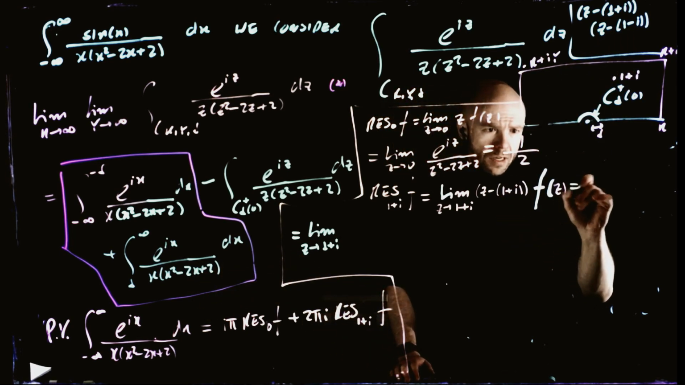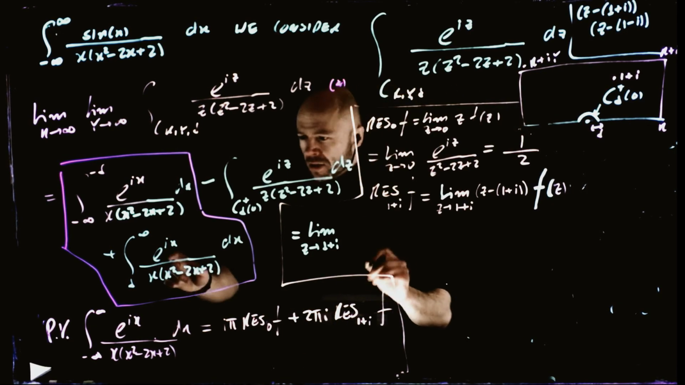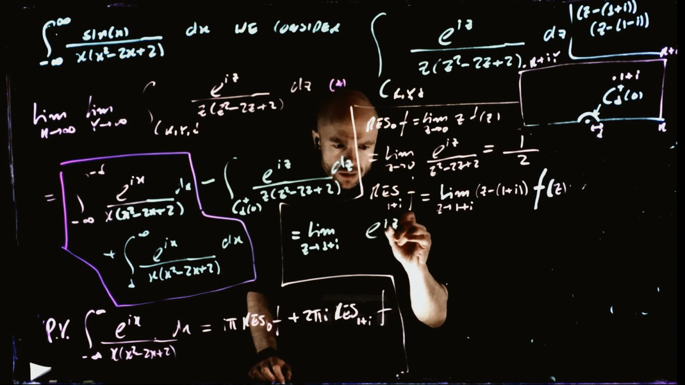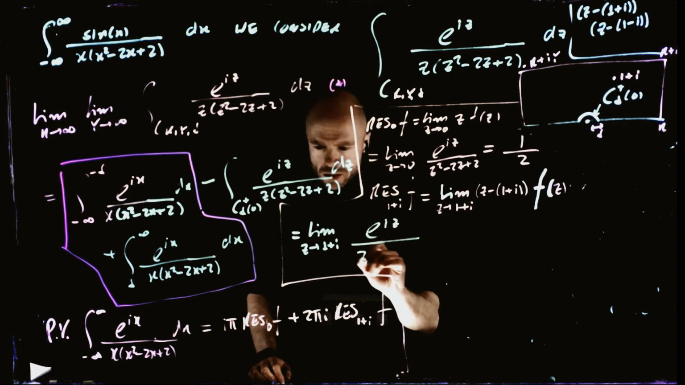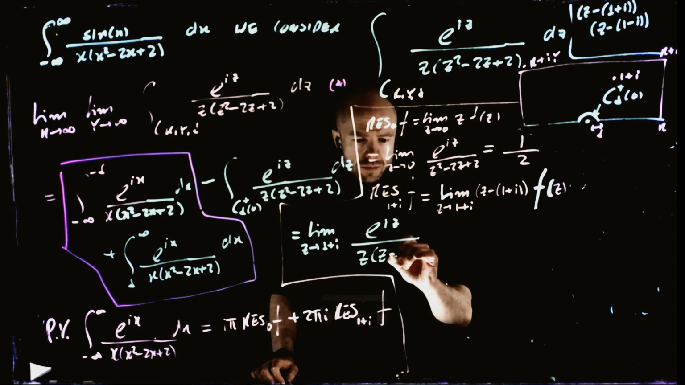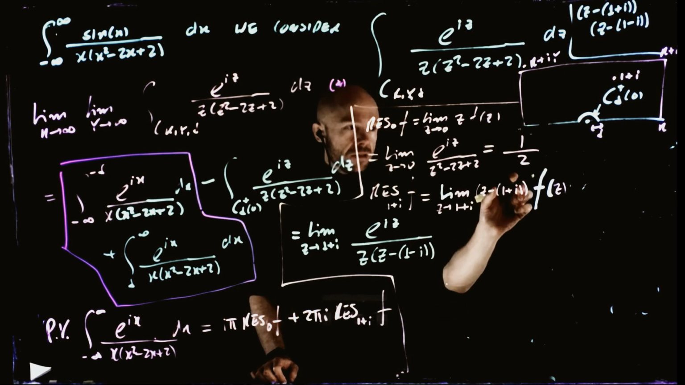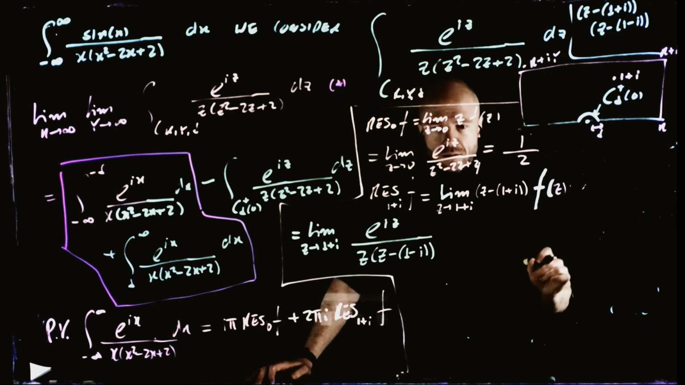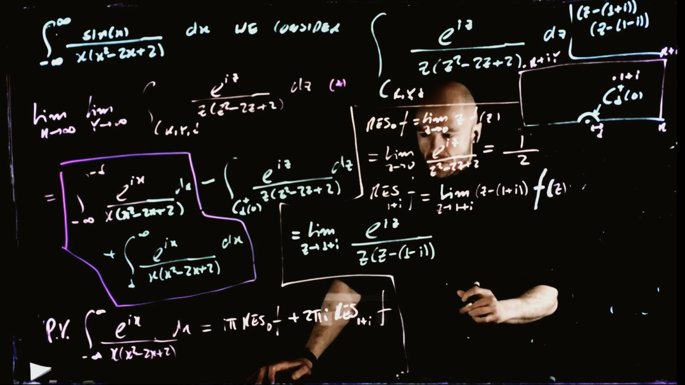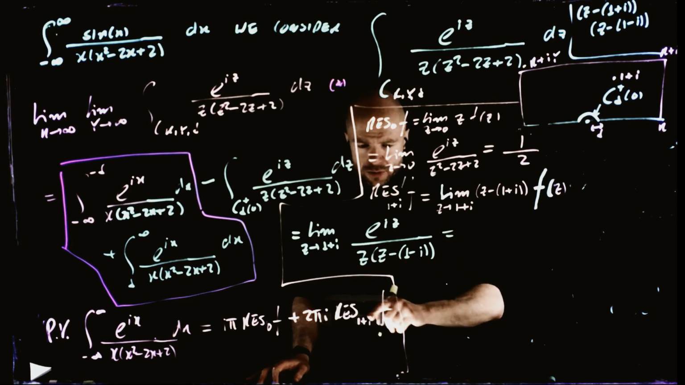So then this will be the limit. I should put it down here. This will be the limit of e to the iz over z, and then z minus 1 minus i is the only remaining factor, right? Because this guy knocks out this guy. Yeah? Cool. And then everything is nicely continuous here, so we can just plug in the value.